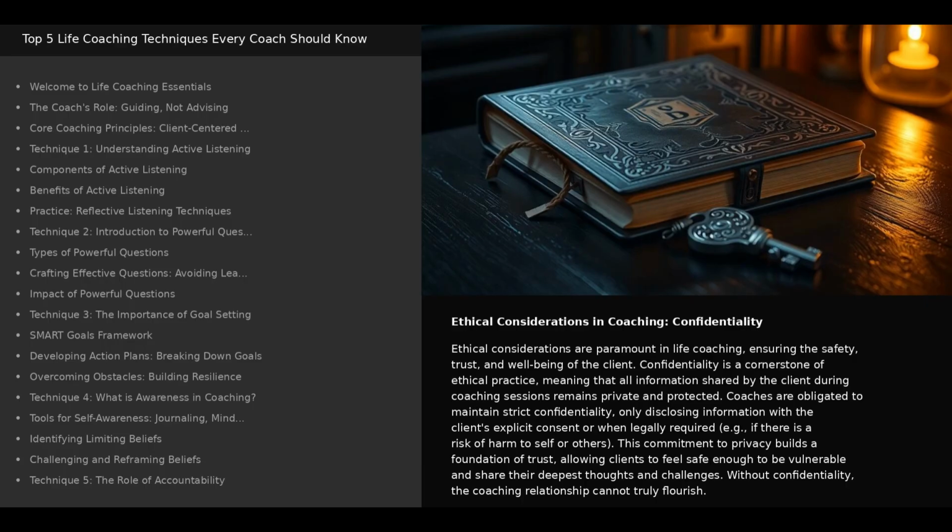Confidentiality is a cornerstone of ethical practice, meaning that all information shared by the client during coaching sessions remains private and protected. Coaches are obligated to maintain strict confidentiality, only disclosing information with the client's explicit consent or when legally required. Example: if there is a risk of harm to self or others. This commitment to privacy builds a foundation of trust, allowing clients to feel safe enough to be vulnerable and share their deepest thoughts and challenges. Without confidentiality, the coaching relationship cannot truly flourish.